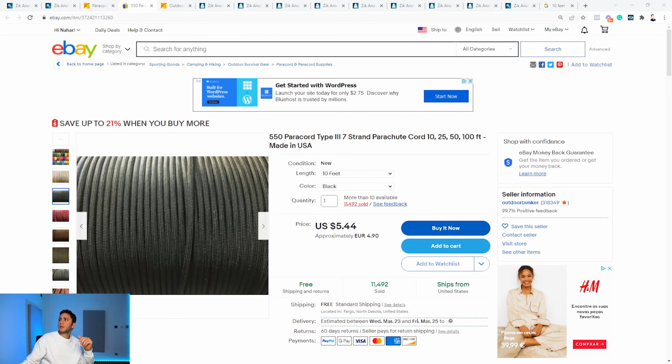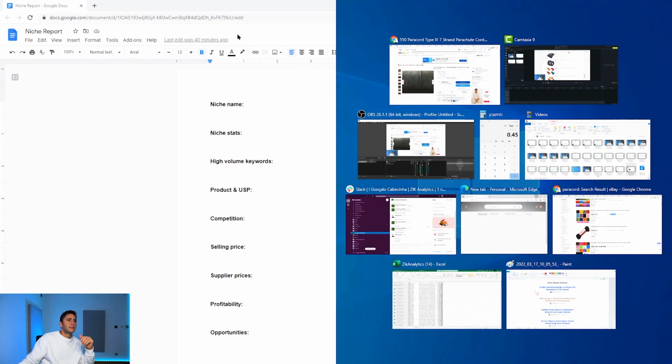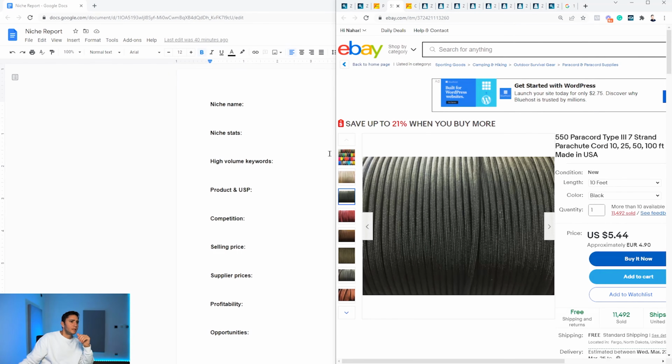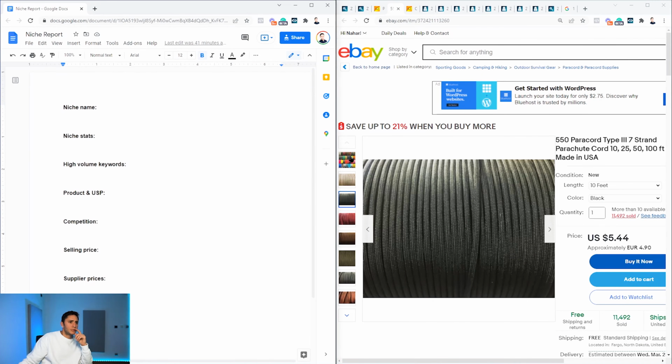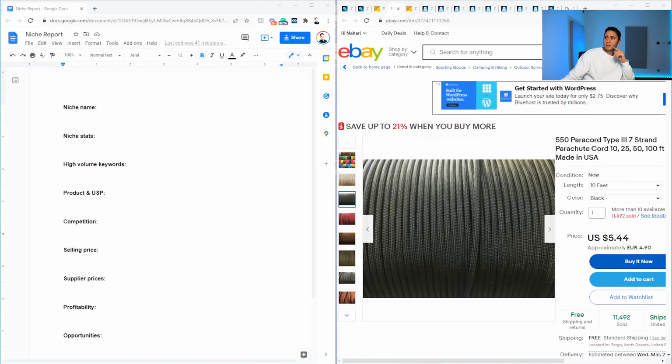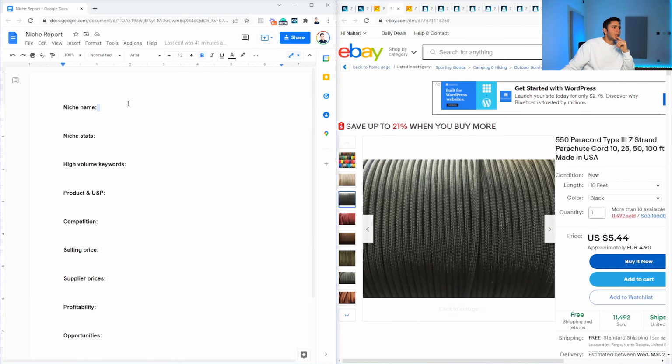Let me show you the report. I prepared it here. So I'm going to put it like this. It's going to be half screen, half screen. Yeah, this is good. So you can see that on the left side, I have the report here. Actually, let's move the camera here, perfect. And I will start to fill everything.